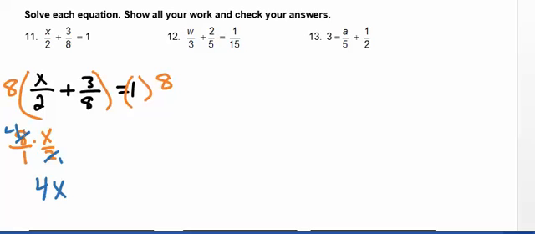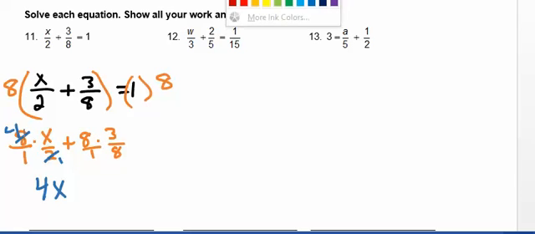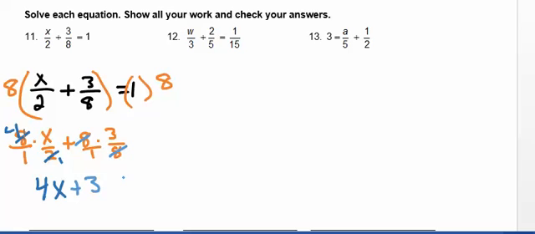Okay, then the second part is also going to be times 8. There's a plus sign there. 8 times 3 over 8, which is the same as 8 over 1 times 3 over 8. And in this one, both the 8's will cancel. So 8 into 8 is 1, 8 into 8 is 1, and all you're left with is the 3. So it's 4x plus 3. And then on the right side, you just have 8 times 1 is 8.